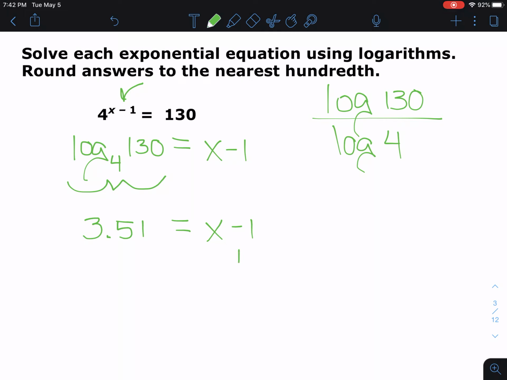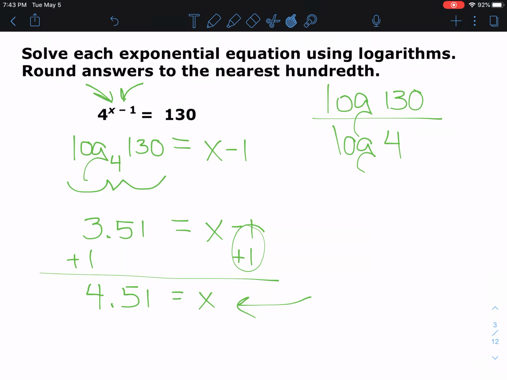Then you just have a one-step equation to solve. We just want to get the x by itself, so we're going to add 1 to both sides. And now I get 4.51 equals x. You'll notice this answer now is quite a bit more accurate than what we were looking at before. If I were to try to solve this for x up here, before we had to use the graph, we had a couple different methods, and those were not always the most accurate. So if you put that in for x, that would give you 130. All right, let's try another one.